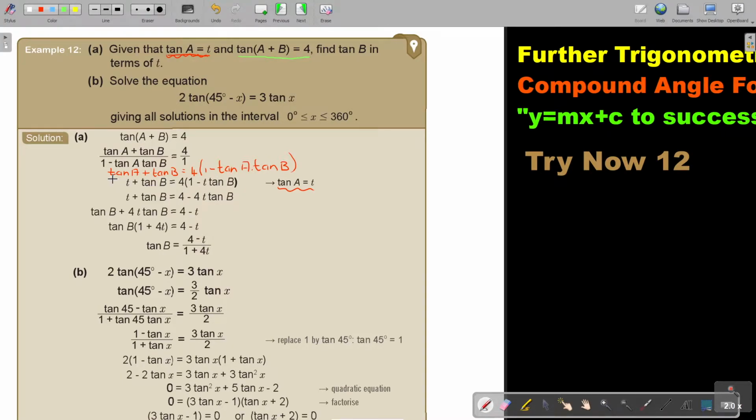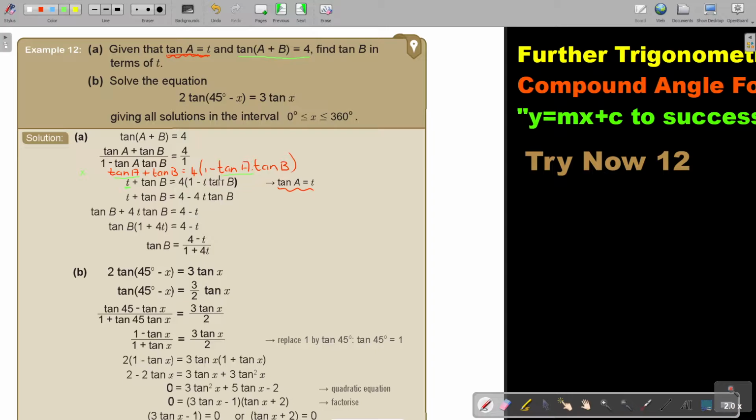And now don't forget, every time I see tan A, I put a t. So I could have put this step in to help you a little bit. Okay, so now I'm sitting with this. I'm rid of the tan A, I'm just sitting with tan B. Now I'm just going to simplify.